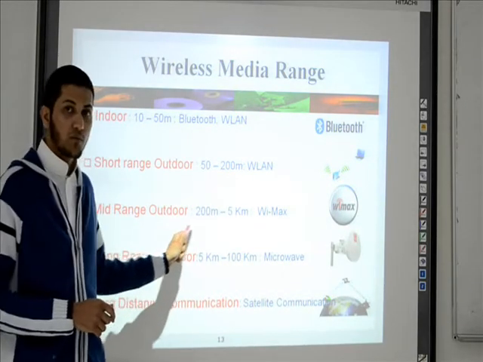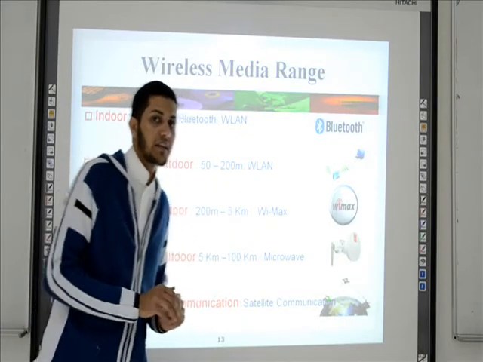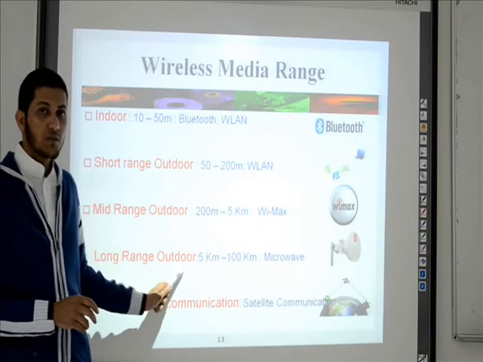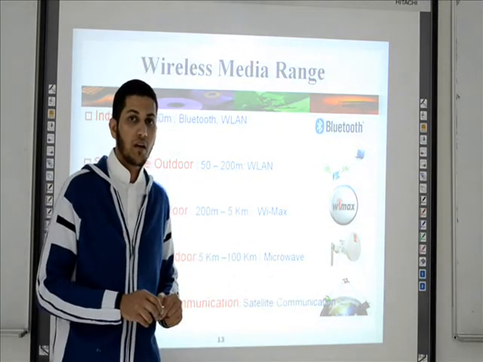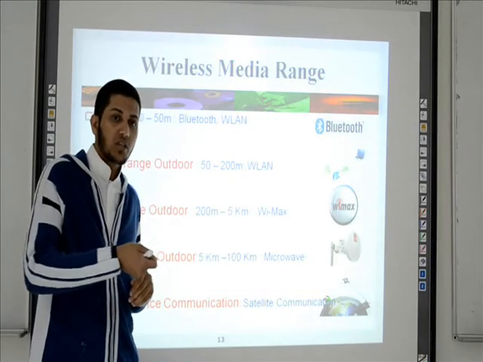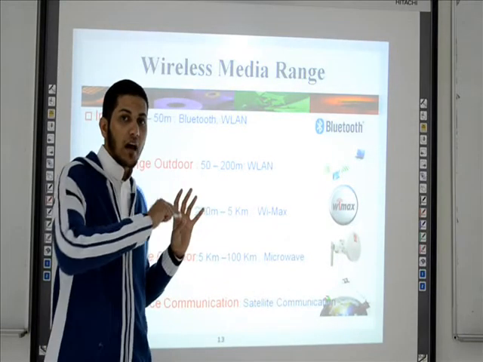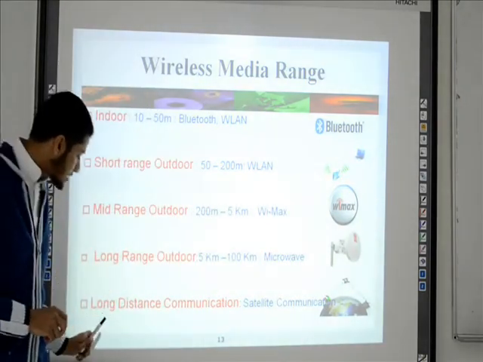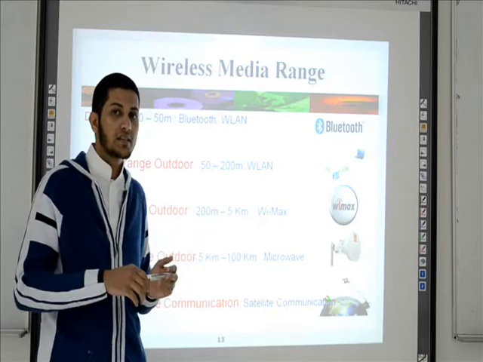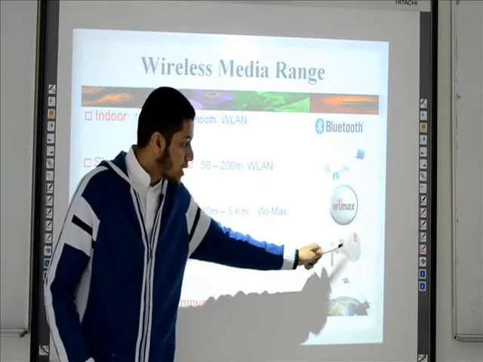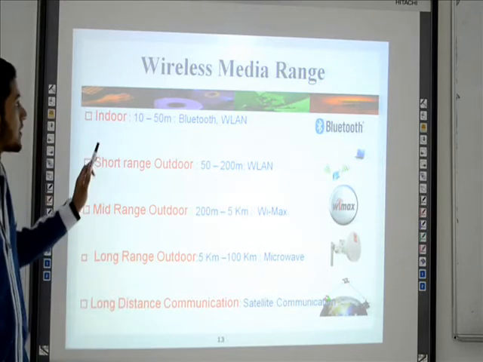Mid range outdoor is from 200 meters to 5 kilometers, like WiMAX, and this is the new technology used nowadays. Long range outdoor is from 5 kilometers to 100 kilometers, and this is like a microwave, because if you go to the bank machine, you will find a dish or microwave, and this uses wireless. The last one is long distance communication, and this is satellite communication, used in space, and sometimes the microwave connects to the satellite, and it needs more space when you use long distance communication. This is about the wireless.